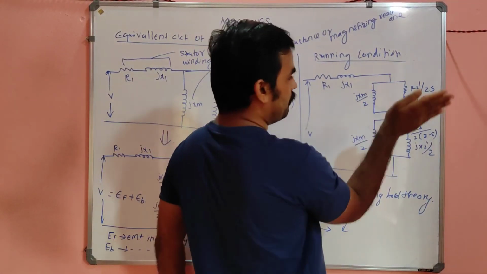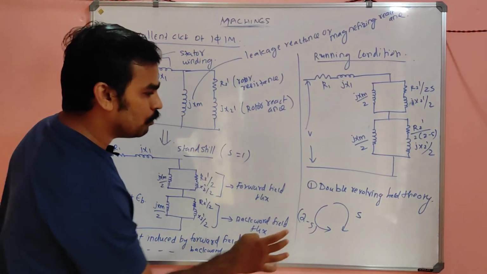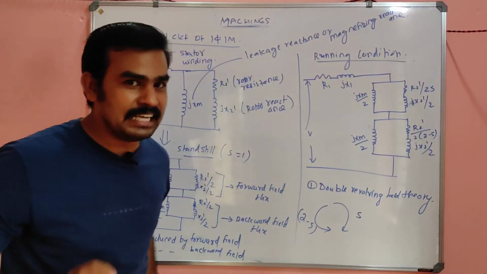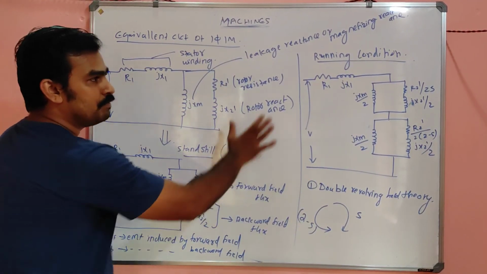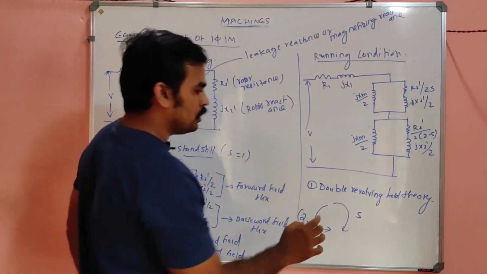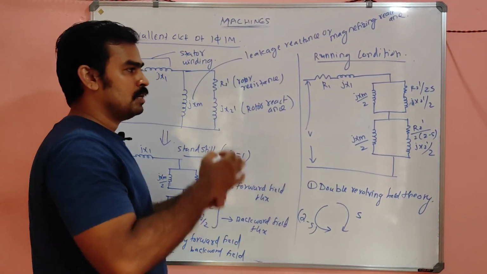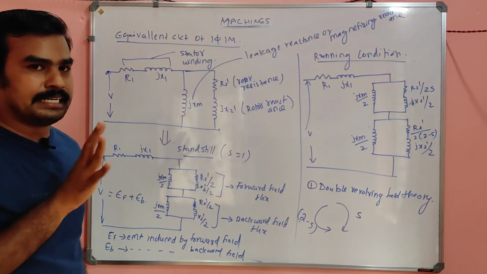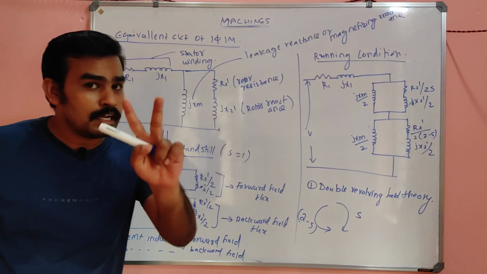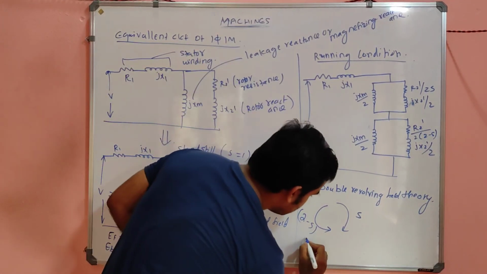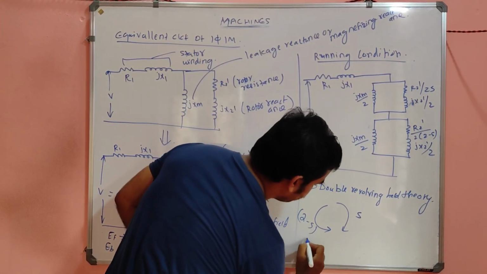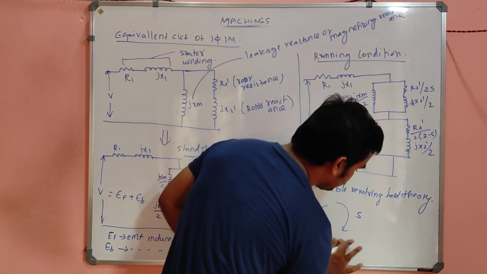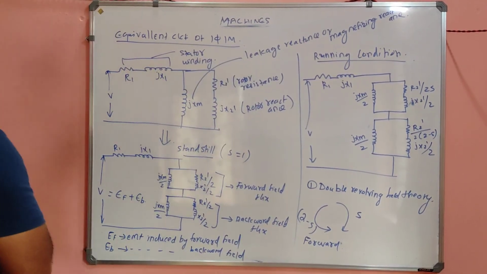So this is called the forward field flux and this is called the backward field. I already told you one thing: under running condition, due to the double revolving field theory, simple. So the final conclusion is that when the rotor is in rotation, there are two slips, my dear. One is called the forward slip. There is a relationship for that forward slip.